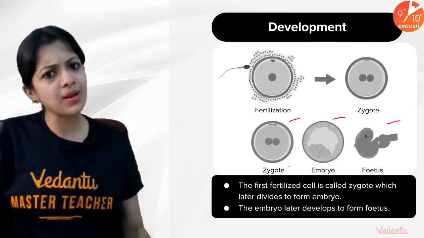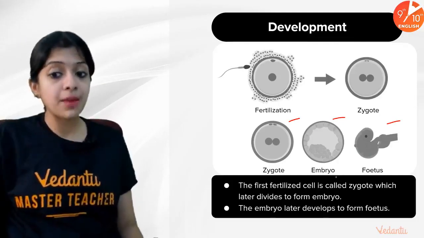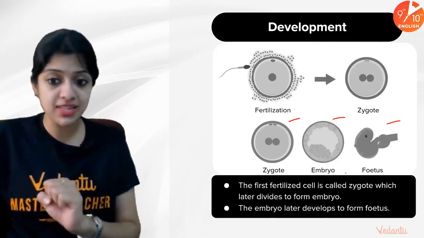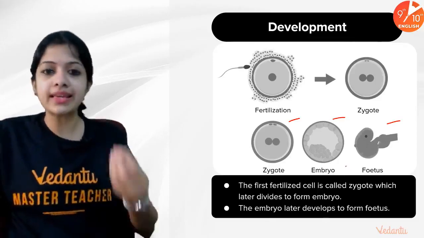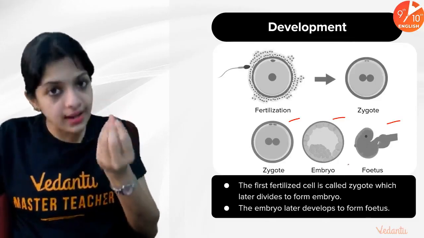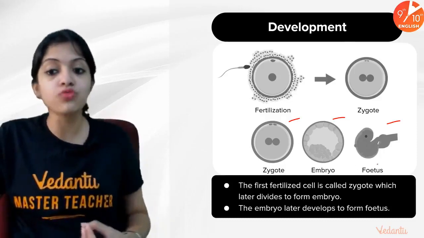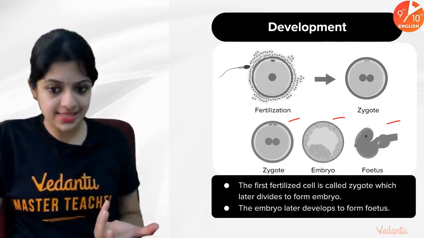The zygote is just looking like one single cell. It becomes an embryo because it's dividing continuously and becoming a cluster of cells, and the embryo gradually starts developing more and more tissues and organs to form what we call the fetus, right?